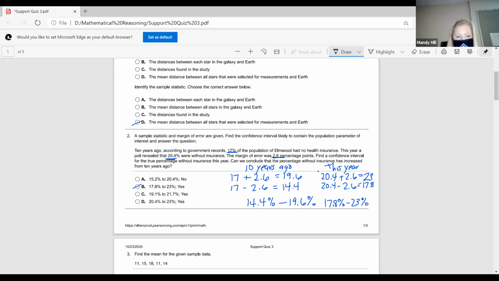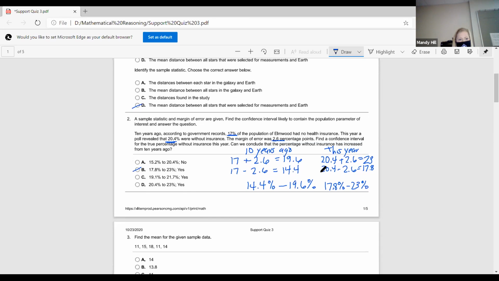And then the last question says, can we conclude that the percentage without insurance has increased from 10 years ago? Well, compare them. Ten years ago it was 14.4 to 19.6, and now it's 17.8 to 23. Yeah, it's increased. Those numbers are bigger. So yes. Okay. Questions?